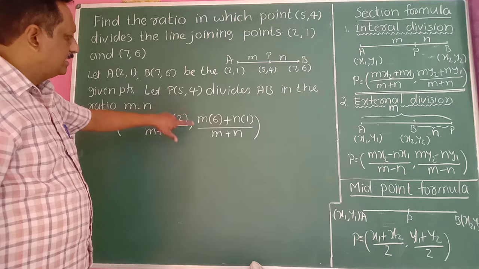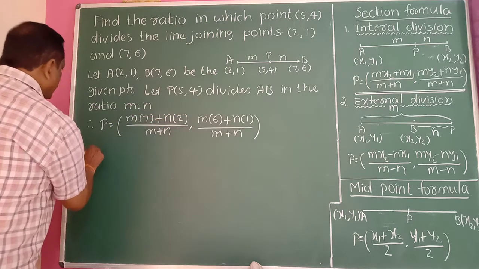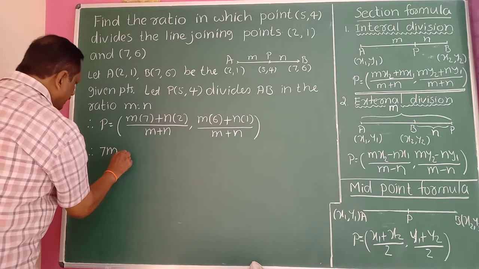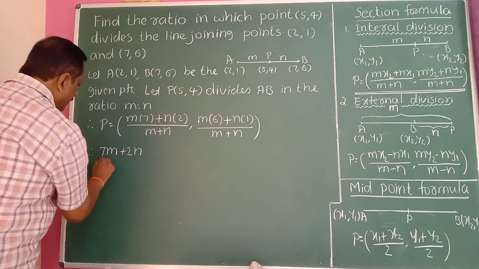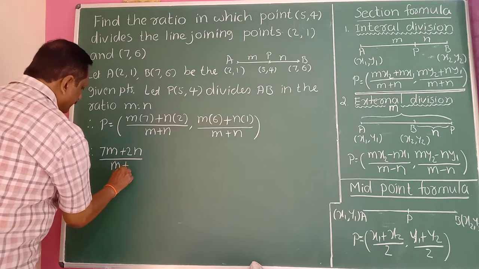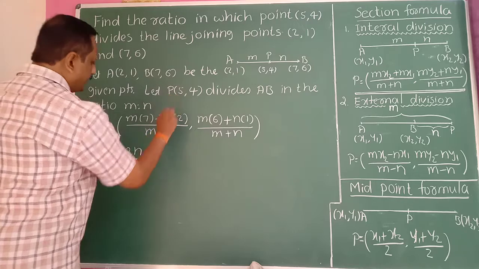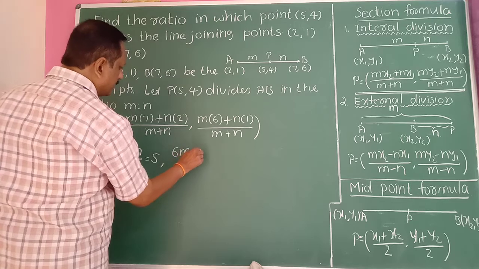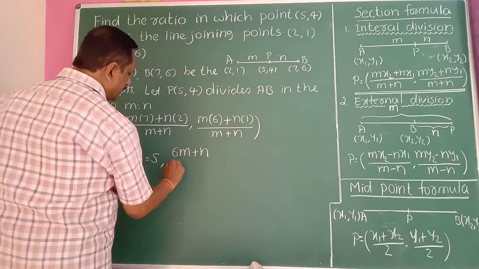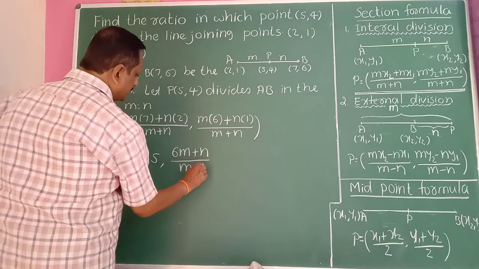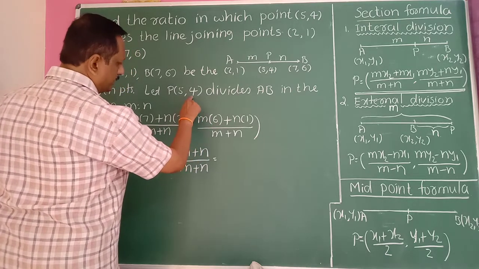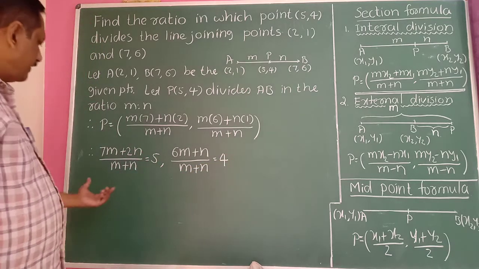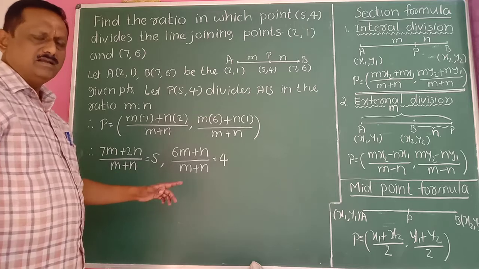Therefore, equating x and y coordinates here: 7 into m is 7m, n into 2 becomes 2n, divided by m plus n is equal to 5. Then 6 into m becomes 6m, n into 1 is n, divided by m plus n is equal to 4. Now you can simplify this one or this one here. You choose any one, you will get the same result here.